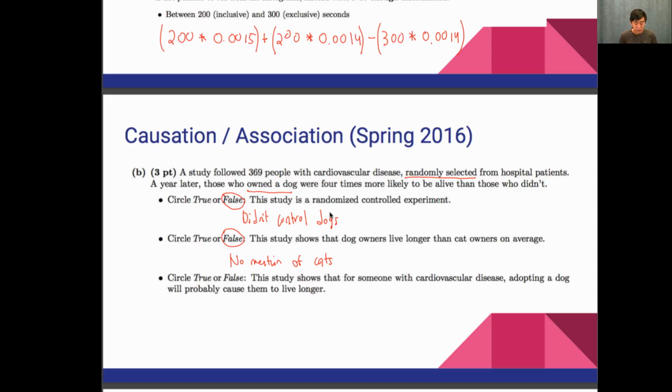Second of all, and the last one is going to be circle true or false. The study shows that for someone with cardiovascular disease, adopting a dog will probably cause them to live longer. And again, the answer here is false.